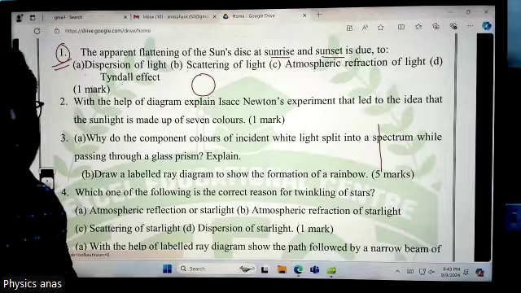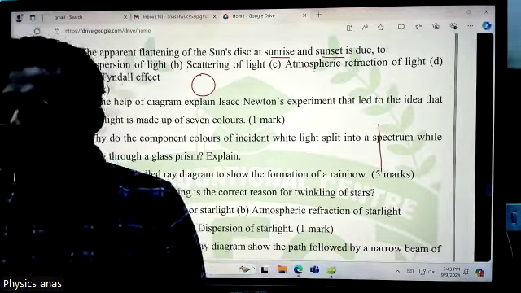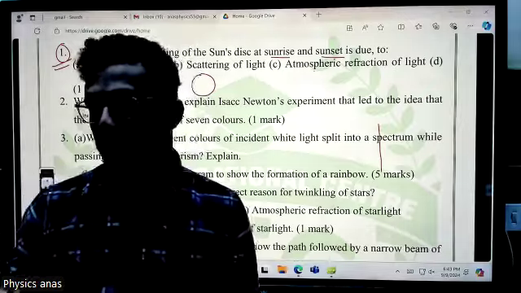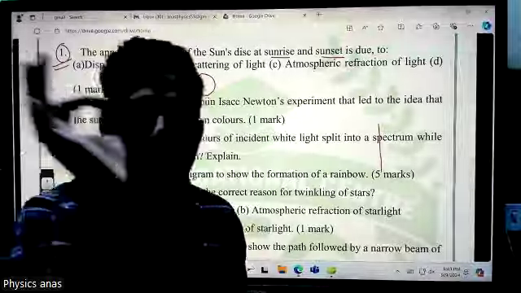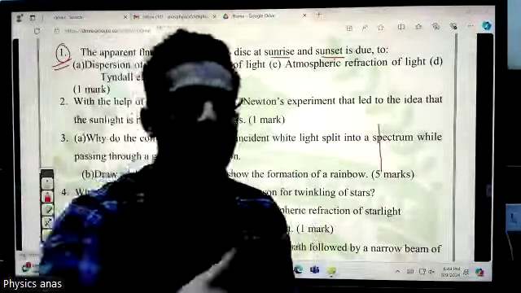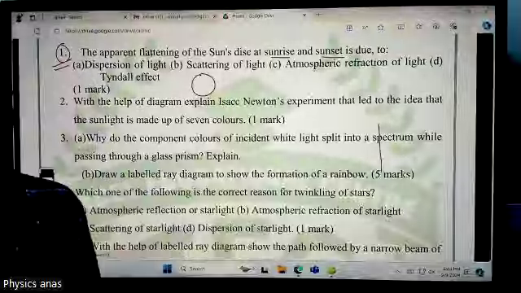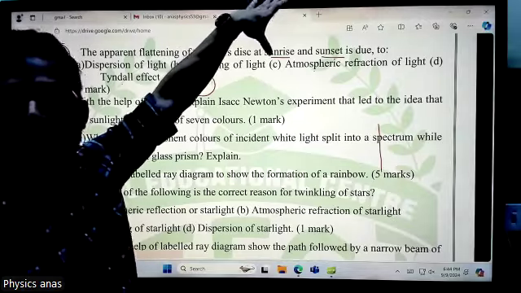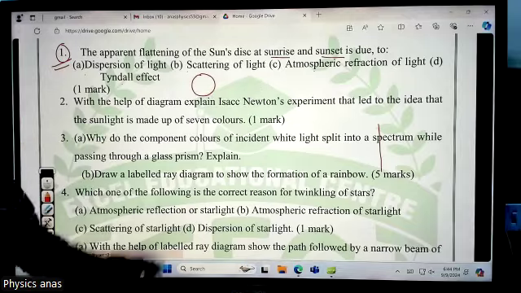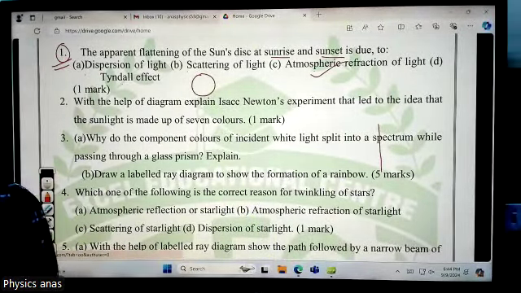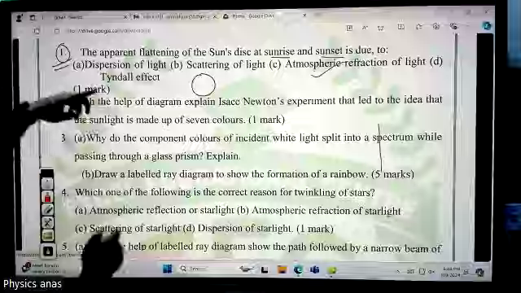Tyndall effect is not the answer. What is Tyndall effect? When light hits microscopic particles, it deviates and the path of the light is visible, right? Okay. So what is the answer here? Atmospheric refraction, due to the refraction. Got it? Tyndall effect is not the one.